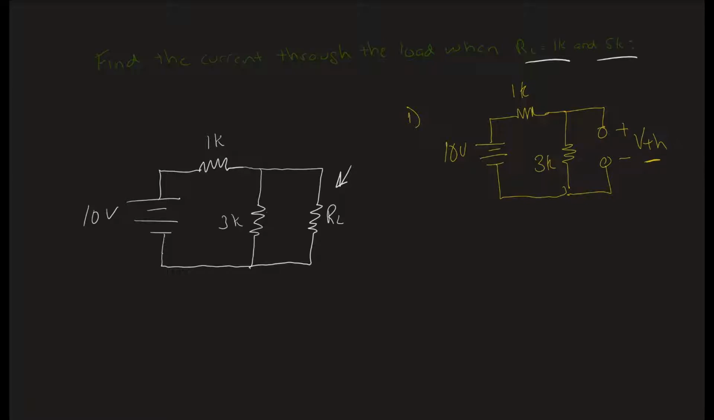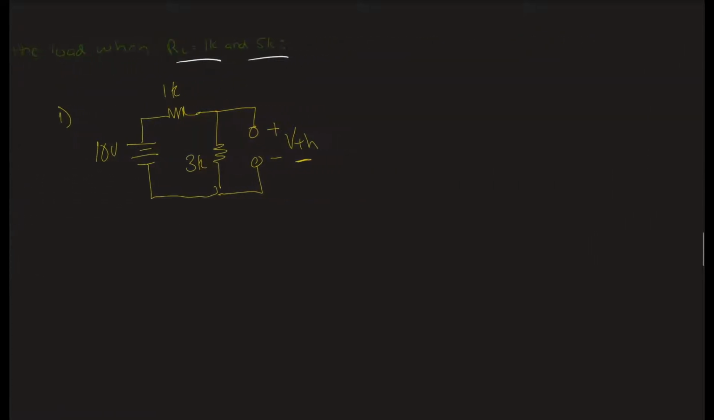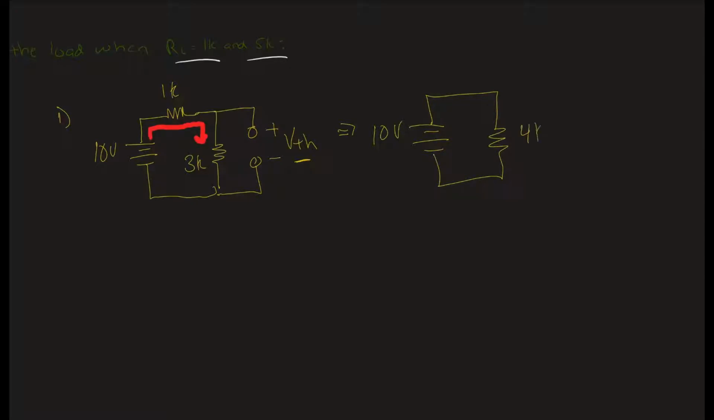Alright, so let's solve it. Just like before, we just have to shrink our circuit. Notice again, just like some of our previous examples, because there's only one way for the current to flow, since current can't go this way because it's open. See, I told you, this kind of makes it easier for a lot of problems. Current can only go that way, and so we have two resistors in series. So this would become 10 volts, and 1K and 3K in series gives me 4K.